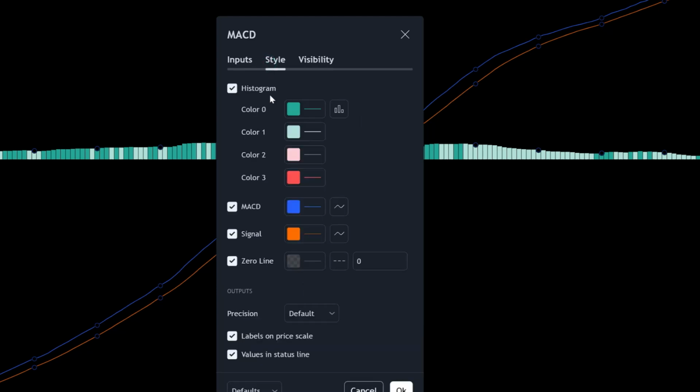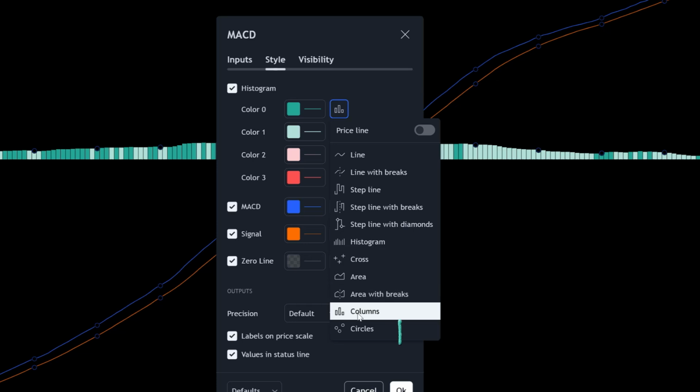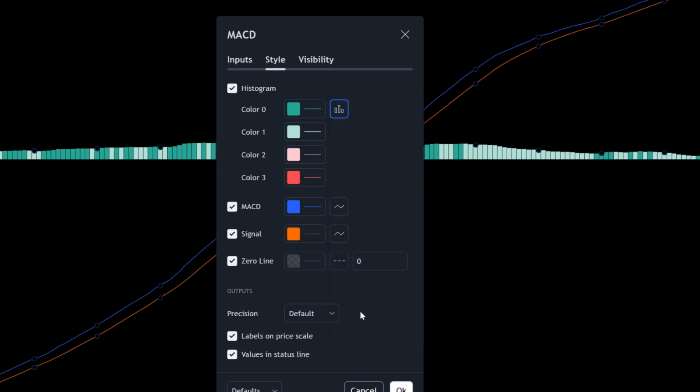So first, let's change the histogram option to columns. This will provide a more organized and easy to read representation of the MACD data.